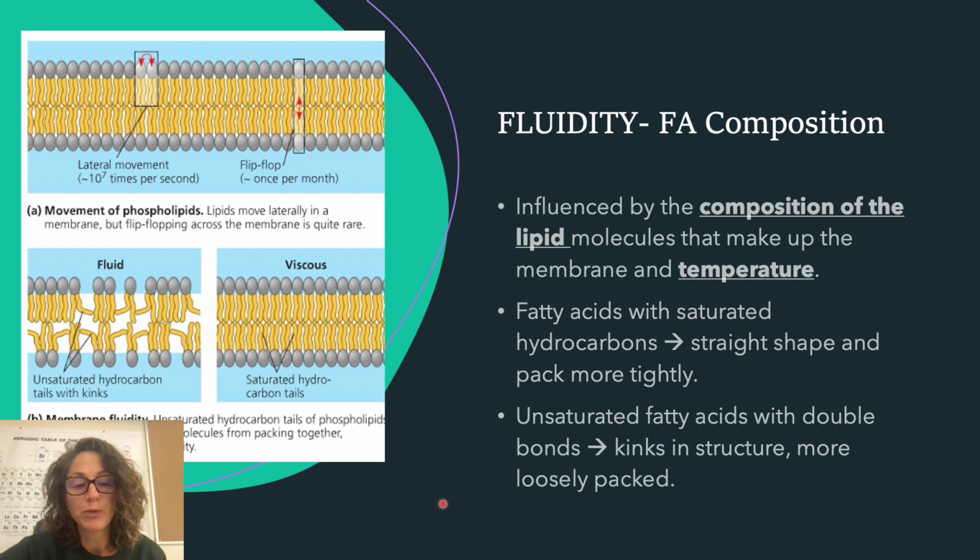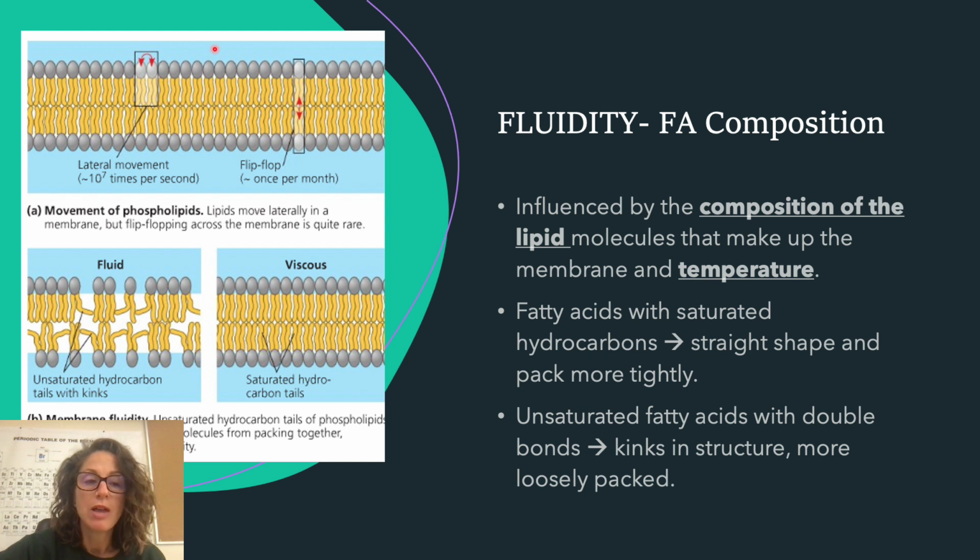Okay, so the fluidity of the membrane is influenced by the composition of the lipid molecules that make up the membrane, and it's also the temperature. It has an effect on the fluidity. So fatty acids with the saturated hydrocarbons are going to be straight in shape and they'll pack more tightly. So we talked about this earlier in the unit. Unsaturated fatty acids have double bonds and they have kinks in them, so they'll pack more loosely.